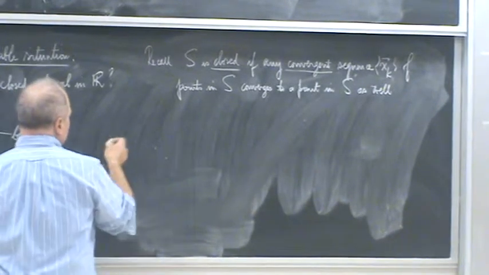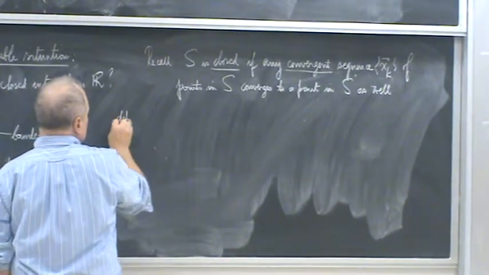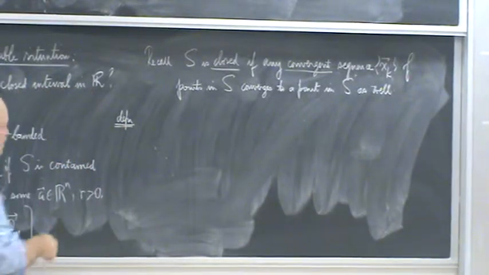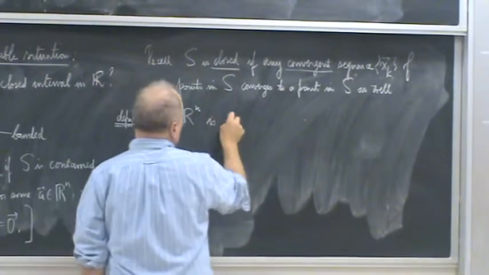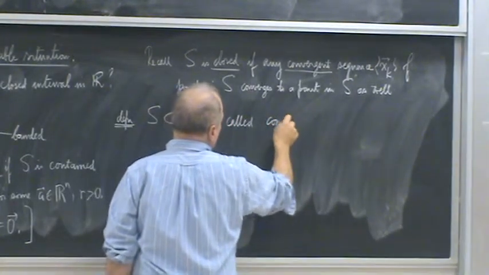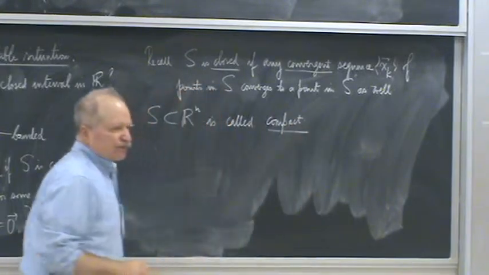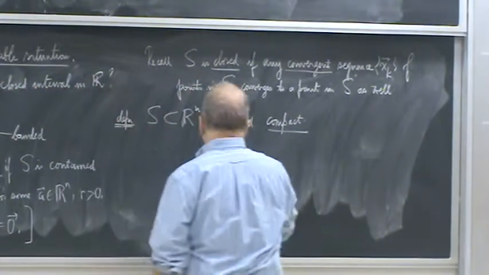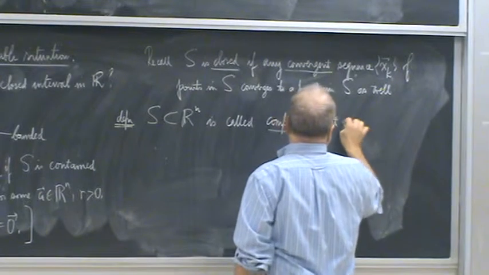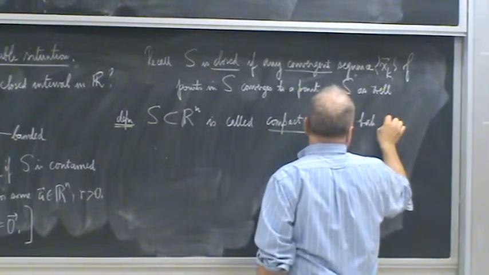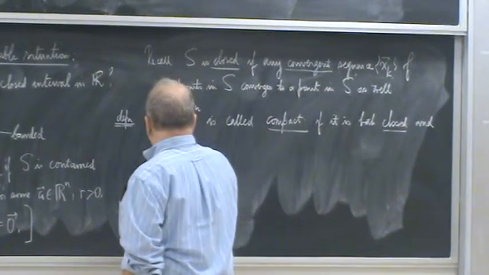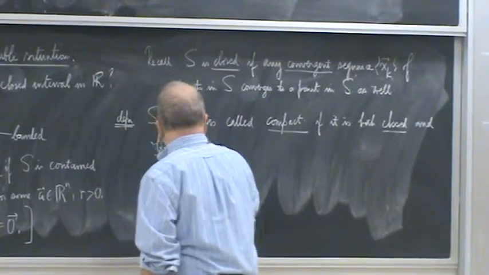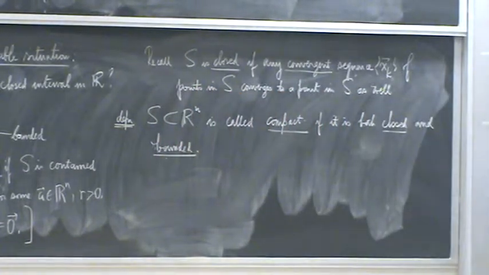Okay. So that's going to give me the fancy definition that we're going to work with for the next few days. A set S in Rn is called compact if it is both of these things. Both closed and bounded. And we'll see when we start talking about maxes and mins in a few days why you actually need some criteria like this.